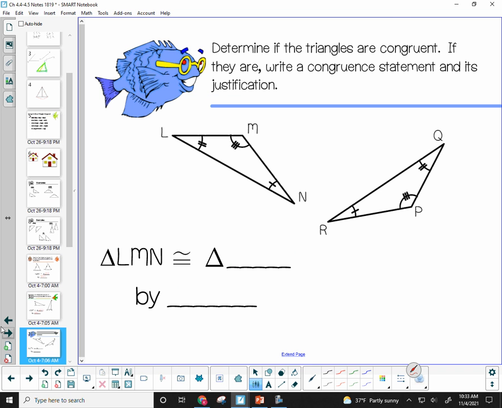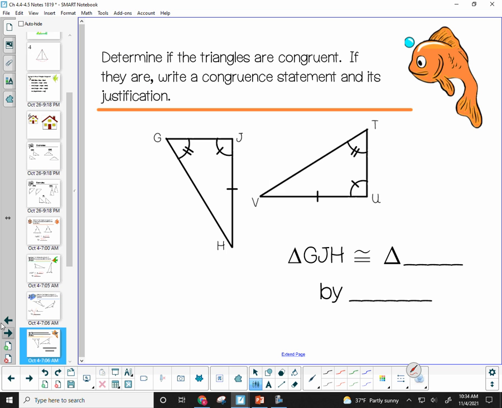All right. Next one. Do we have three congruent parts? Yes. Is it an acceptable combination? It is not. This would be an angle, angle, angle. I don't know enough to say that they're congruent. So these, as far as we know, are not congruent. Remember, we can't use AAA. Good for that one? Yeah. Okay, next one.